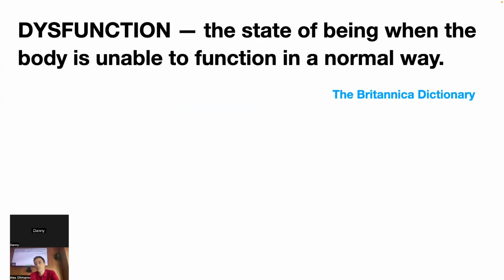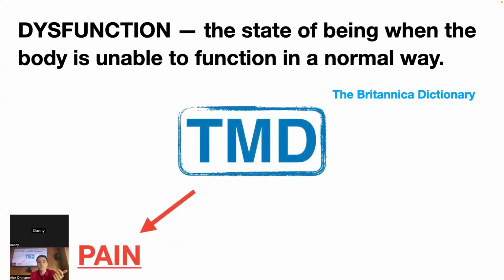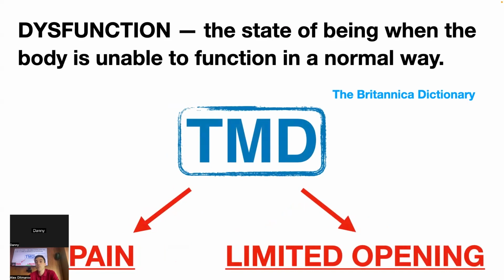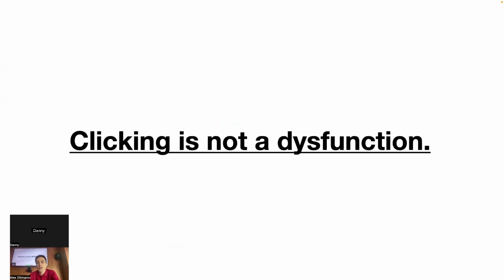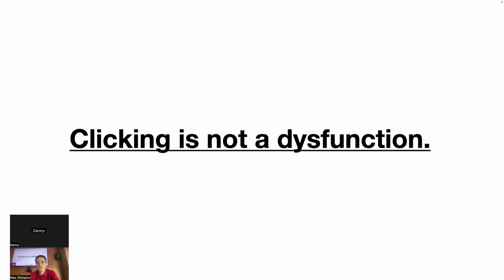Is it a dysfunction? So let's consult the Britannica Dictionary. According to the Britannica Dictionary, dysfunction is the state of being when the body is unable to function in a normal way, right? So what prevents normal functioning? What prevents us from chewing, swallowing, and speaking? Well, there are only two things, pain and limited opening. If there is pain, we cannot chew, swallow, and speak, right? The click does not prevent us from normal life. So clicking is not a dysfunction.